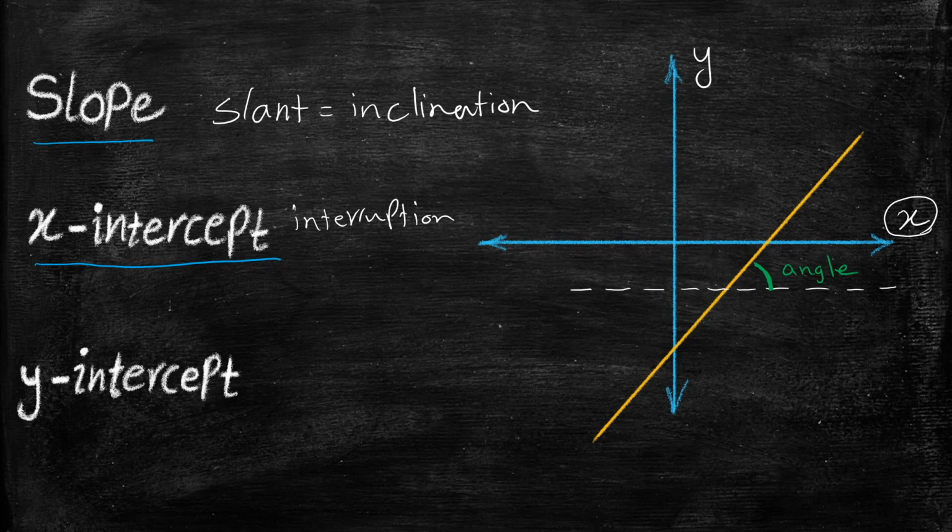So where these two meet, which is right here, this is called the x-intercept, where the x-axis meets the line of the equation. And quite similarly, the y-intercept is where the y-axis meets the line of the curve. So this thing here is the y-intercept.